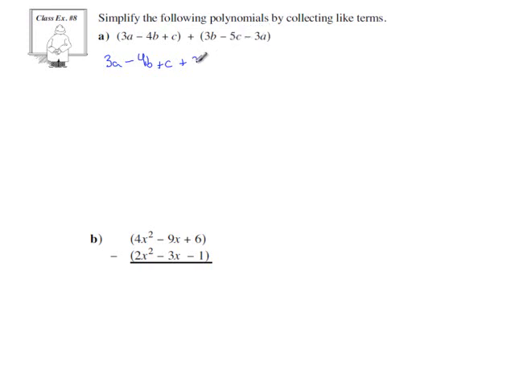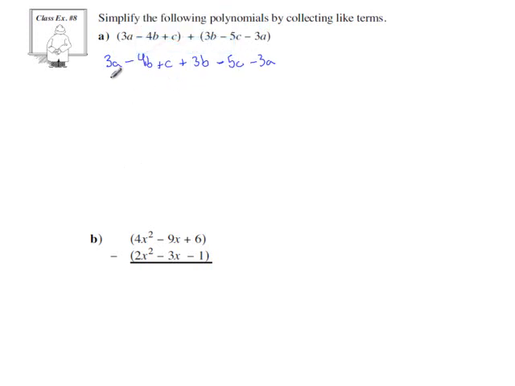So plus 3b plus negative 5c is the same as minus 5c, so that doesn't change. Plus negative 3a is the same as minus 3a, so that doesn't change. So in this particular case, when you're just adding two groups together, the brackets are not necessary. None of the signs have changed. So now all we have to do is look for like terms.